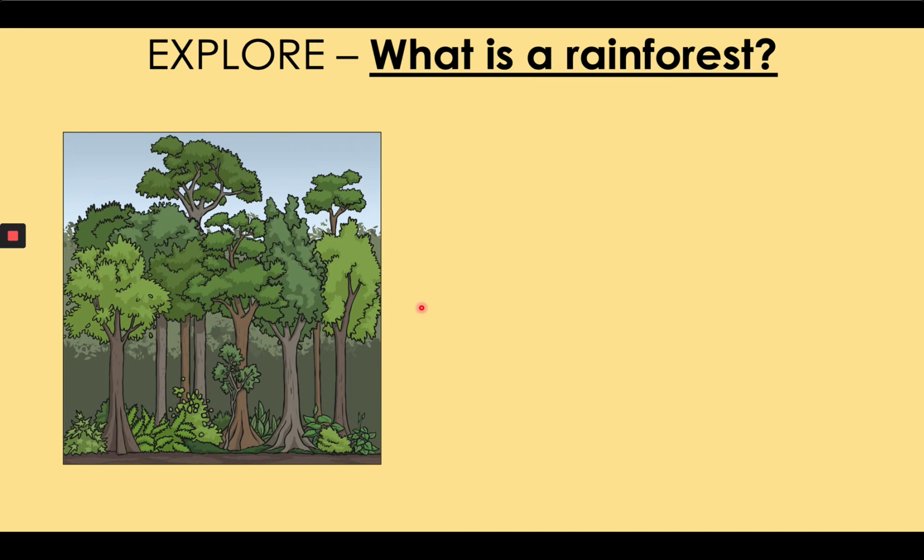The first one is that rainforests are located along the equator. If a forest is located outside of the tropics, and especially away from 10 degrees north and south of the equator, it is not a rainforest. Second fact about rainforests is they are hot and wet all year round. Third fact about a rainforest is they have very high biodiversity.